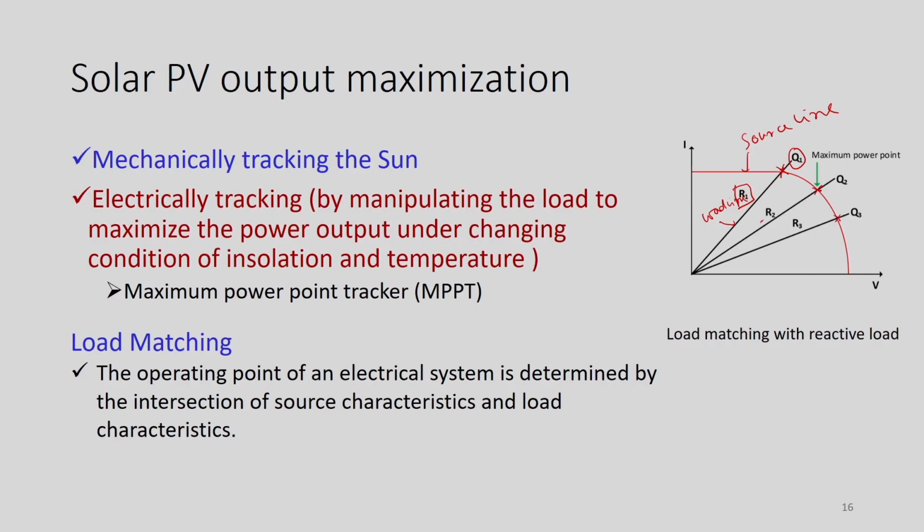Now, our primary intention is to operate the system at this maximum power point. If we can connect the load at this condition, we can maximize the power output from the PV system. That way we can do the load matching. We can connect different loads and see which load is giving the best performance. So, the operating point of an electrical system is determined by the intersection of the source characteristics and load characteristics, and our target is to operate the system at the maximum power point.